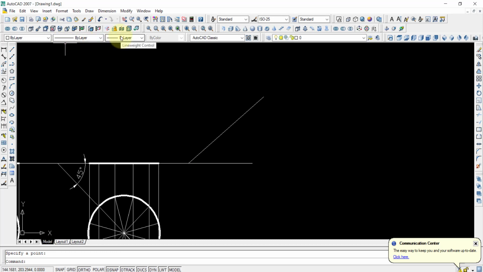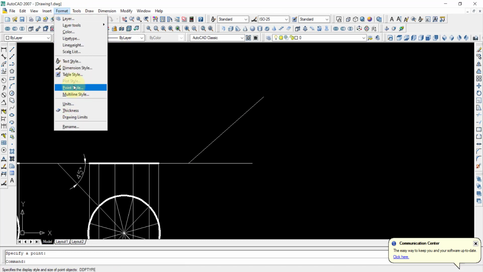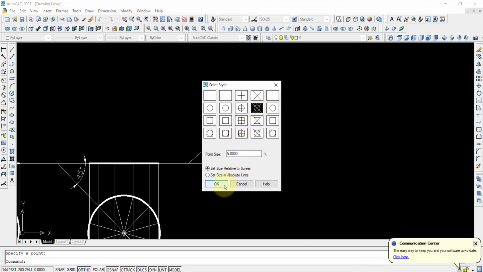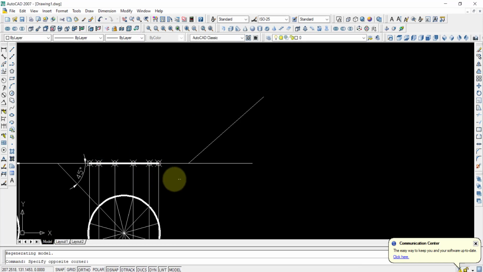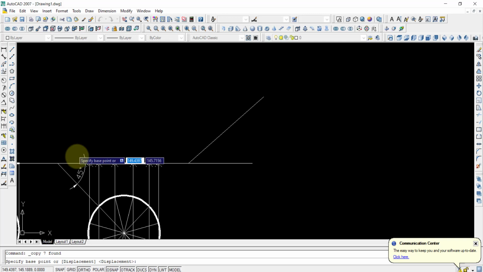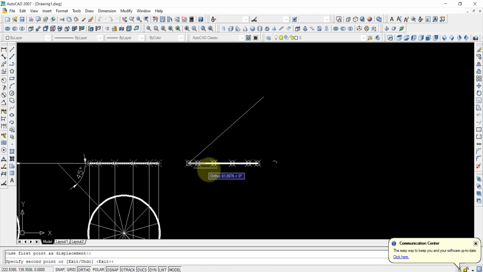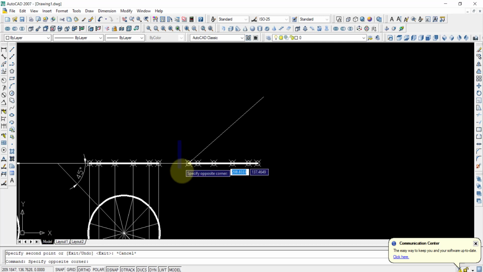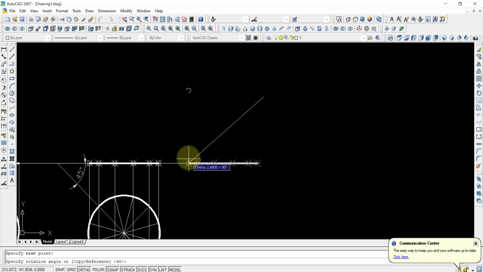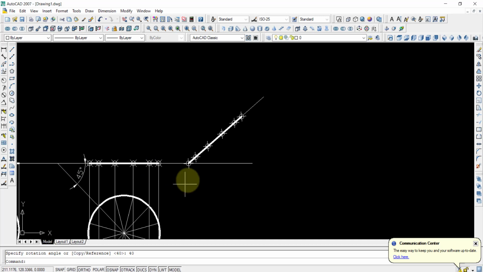So what we can do is format the point style, this one like this. Okay. Now I will select all these things, copy them, move them along this point to here, and escape. Again, all these points are selected and rotated along with this line by how many degrees? 40 degrees. So I can see the points obtained here, but the angle is 40 degrees, which is given in the question.